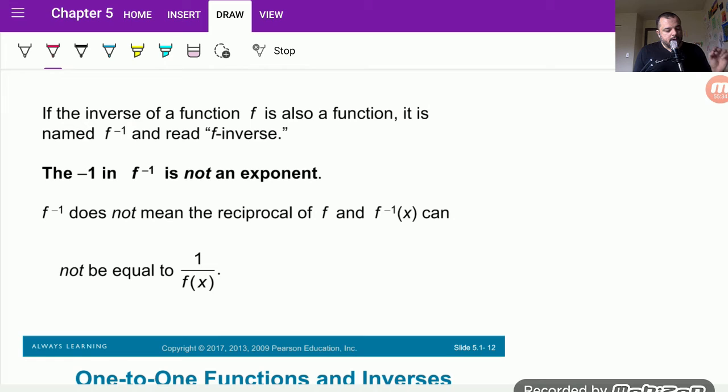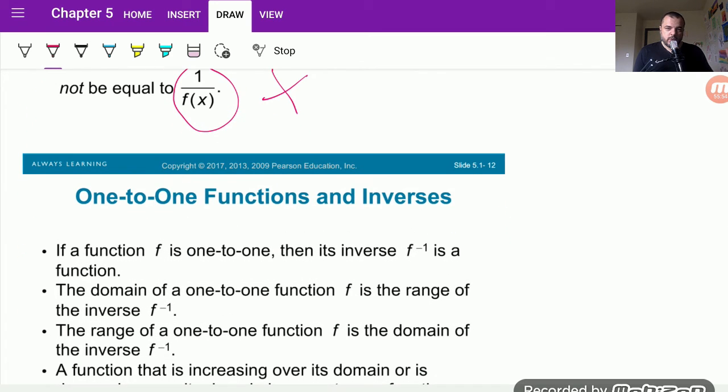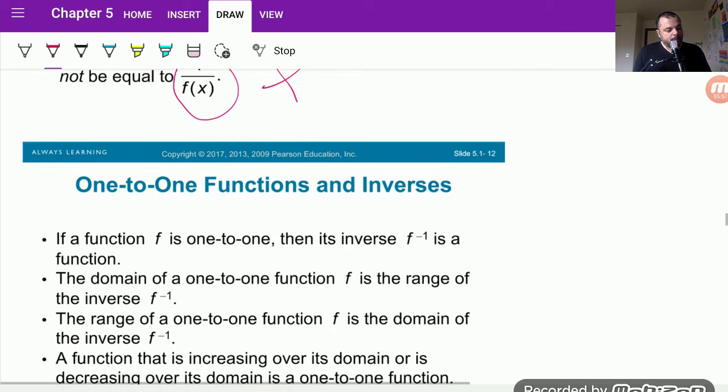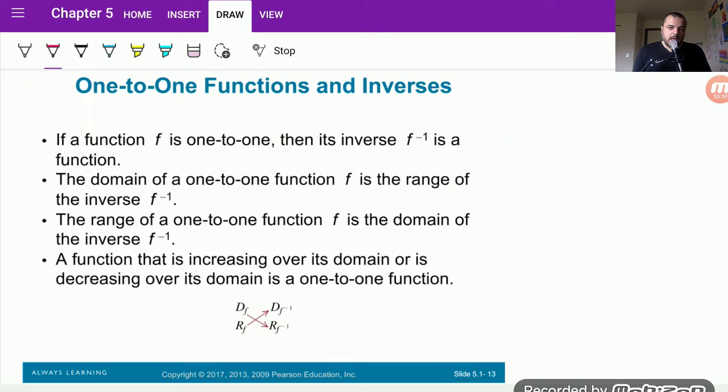So the inverse is not an exponent, as I said. We call it f inverse, and it doesn't mean this. This is wrong, okay? It's just a symbolic name. We read it f inverse. F inverse is when we're talking about the inverse of the function. Okay, now let's summarize what we covered in the last point. If the function f is one-to-one, then the inverse is a function.